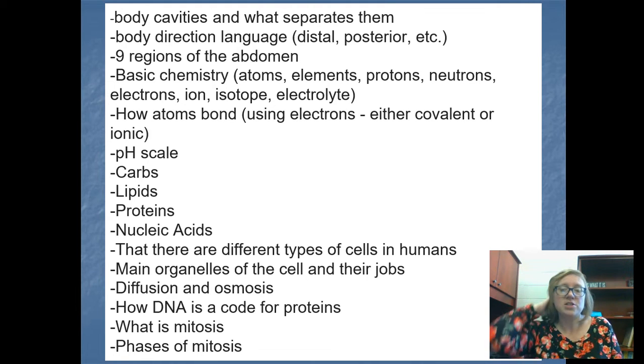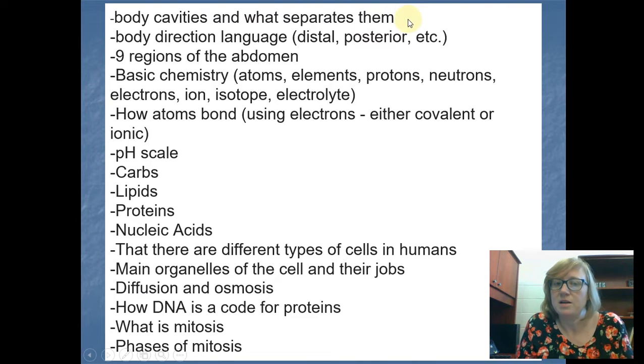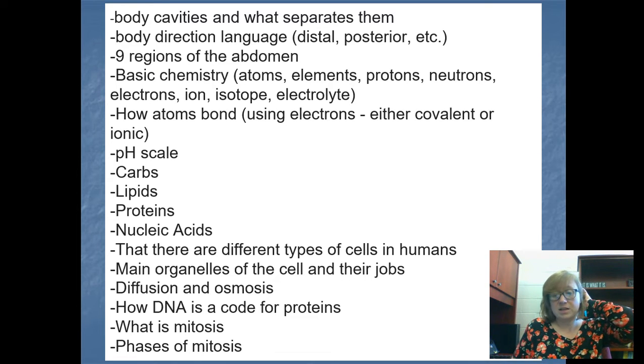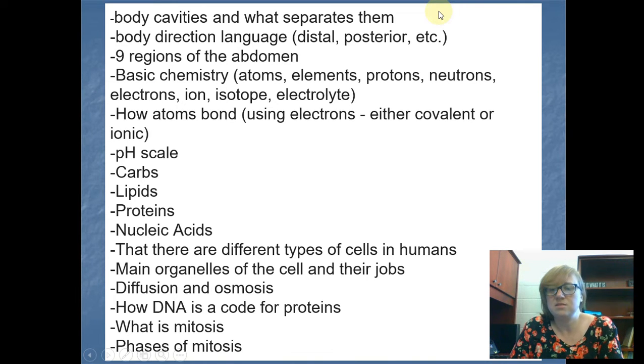So in these first 3 chapters, this is what I'd want you to know about. If we have a test or a quiz, these are the things I would test and quiz you on. You should know the major body cavities and what separates them. Body direction language like proximal and distal, posterior and anterior, that sort of thing. You should know the 9 regions of the abdomen. So if I gave you a blank abdomen divided up into 9 sections, you should be able to list what goes where. And that's basically chapter 1, important information.